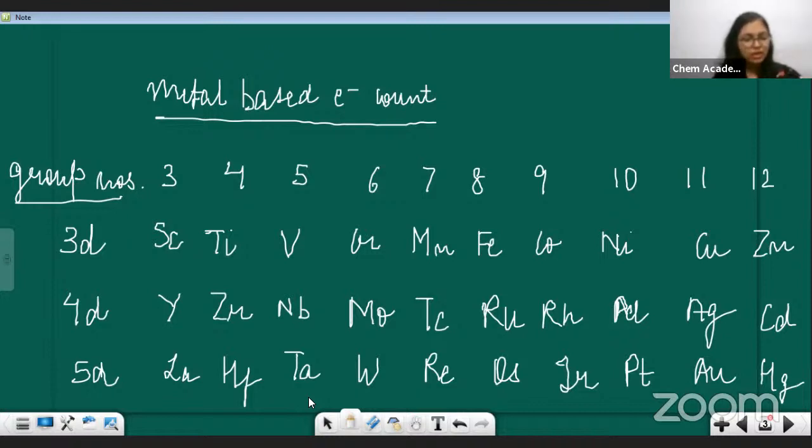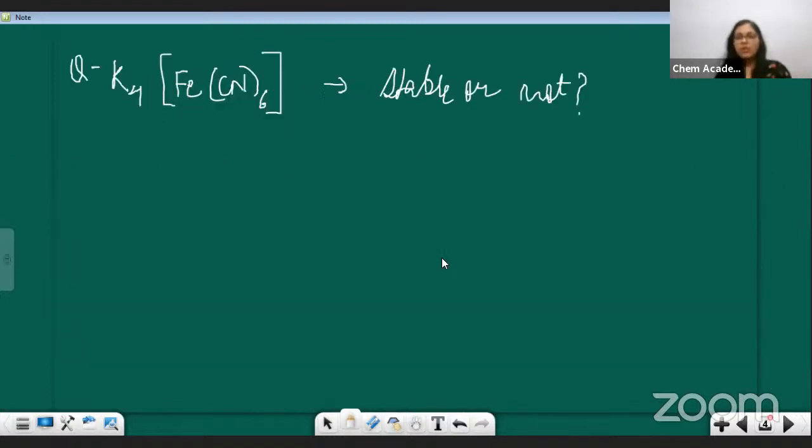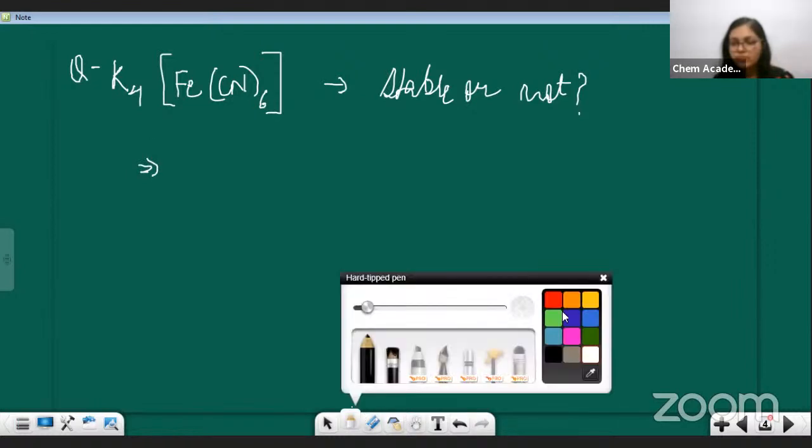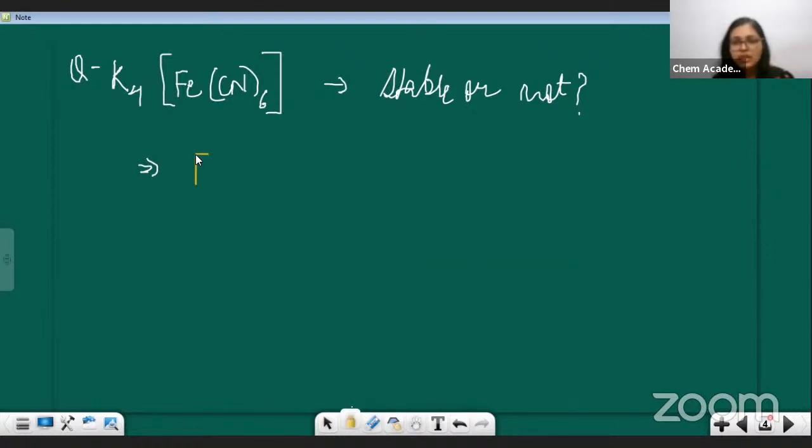I hope it is clear. So this is something that you need to memorize and it is really going to help you in solving questions. Now, moving on to the questions. Suppose this is a question, if you have to determine its stability, how will we determine the stability? Since this is K4, it can also be written as Fe(CN)6 and a 4 minus charge is going to come here.